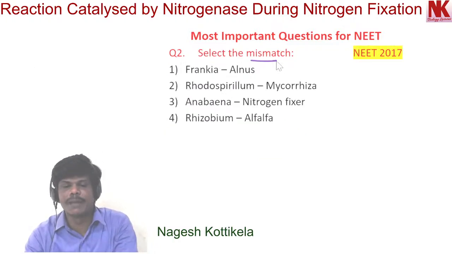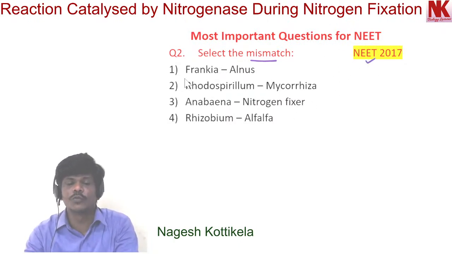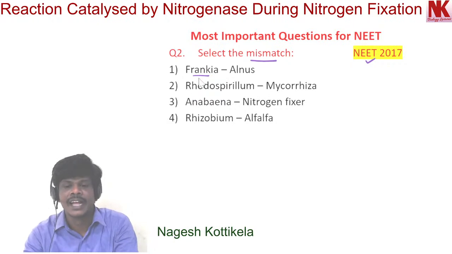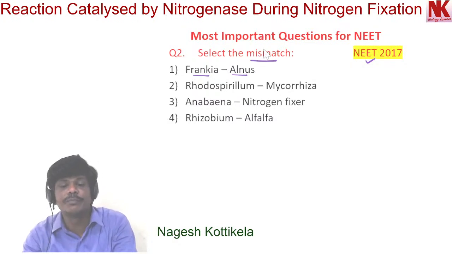Select the mismatch. This question was asked in NEET 2017. Here option 1, Frankia. It is a nitrogen fixing bacteria. Alnus: yes, it is a symbiotic bacteria that forms root nodules in the non-leguminous plant Alnus. This is correct. We should find the mismatch, and this is actually the correct match.